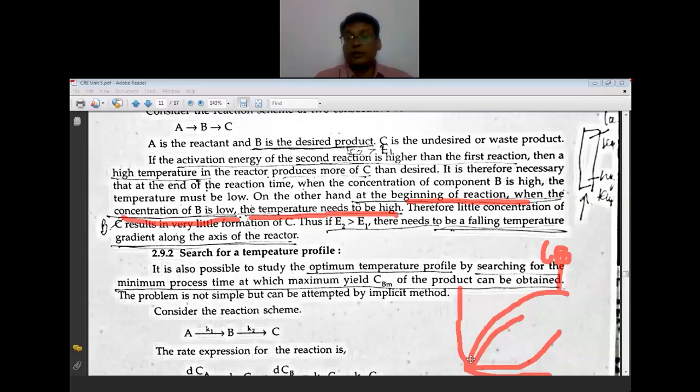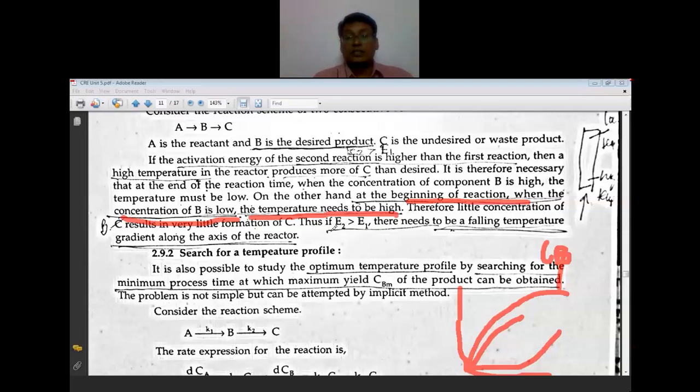But if I increase the temperature more, then as B forms, C will also start forming, because the activation energy is sufficient. So B will get converted into C. To reduce that, I am going to reduce the temperature of B. Therefore, little concentration of C results in very little.